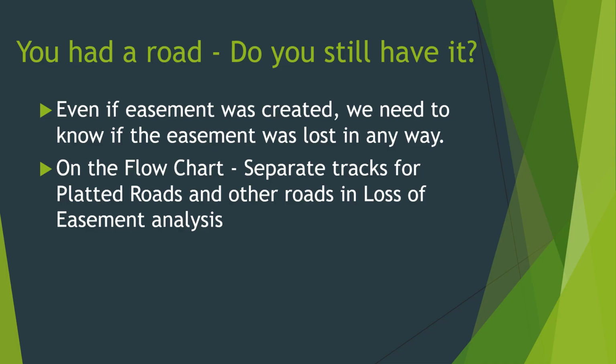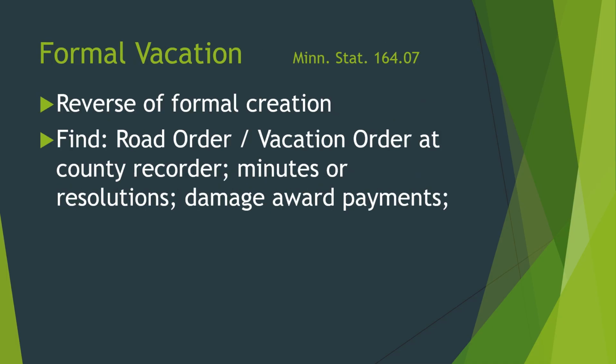And so let's say we found a road on any of these, we now have to jump to our other side, and we'll start from the top on the other side. Our first method of losing or getting rid of a road is something we've already talked about. Formal vacation is the same statute as formal establishment. So you have a petition and a hearing, and you decide if you're going to keep or get rid of a road, and the things you look for are going to be the same.